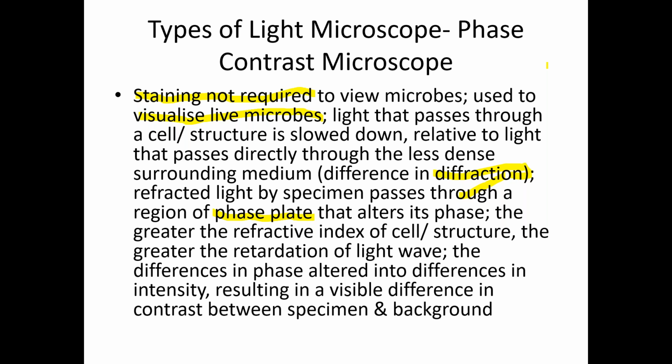Now, this diffracted or refracted light by the specimen is then passed through a special area called the face plate, which alters its phase, that is, its speed. If the refractive index of the cell or structure is higher, the amount of retardation will also be higher. If it is lower, the amount of retardation will be lower. Based on the refractive index of the cell or structure, the light wave will be retarded or its intensity will be reduced.